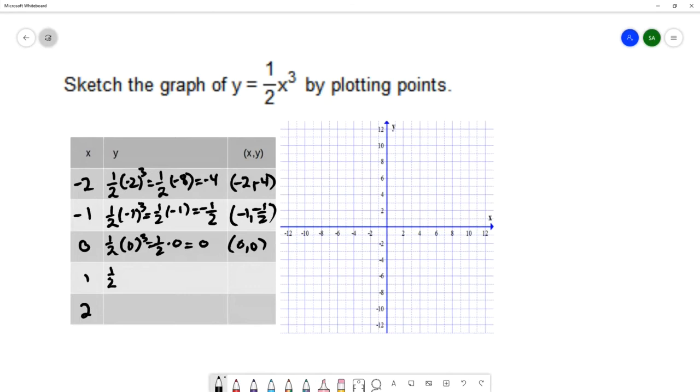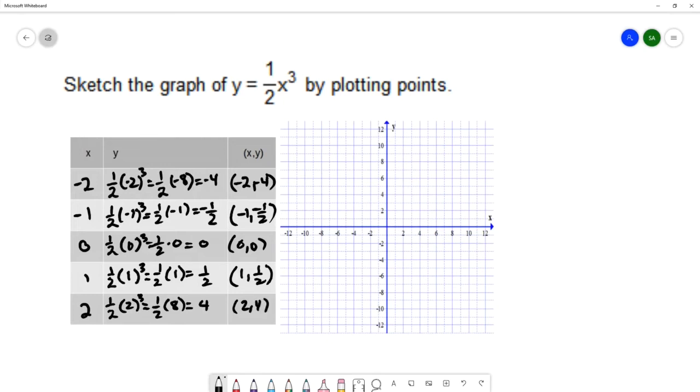Then for the x value of 1, 1/2 times 1 cubed, we'll apply the exponent first. 1 cubed is 1, and half of 1 is 1/2. So we have the ordered pair 1, 1/2. And finally, we have x equals 2. That's 1/2 times 2 cubed. So 1/2 times 8, and half of 8 is 4. So we have the ordered pair 2, 4.